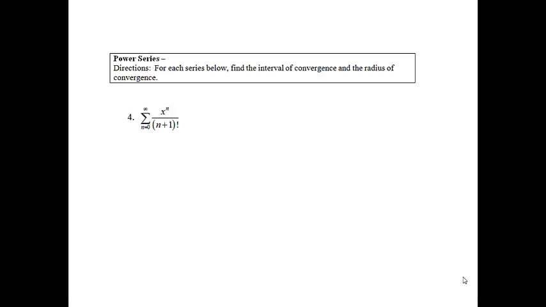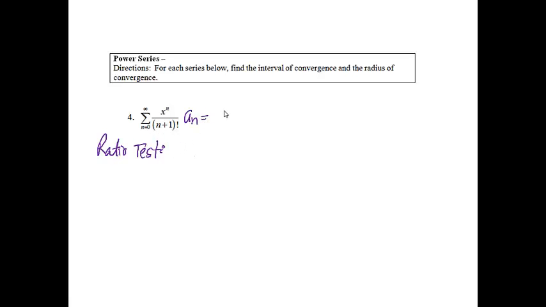Power series. For each series below, find the interval of convergence and the radius of convergence. All right, so we've got x to the n over (n plus 1) factorial. We're going to start out using the ratio test. Remember that x in this case is a constant and n is my variable that I'm dealing with.